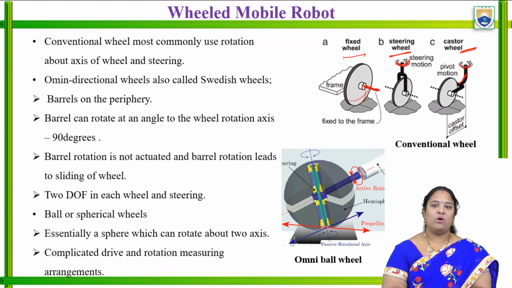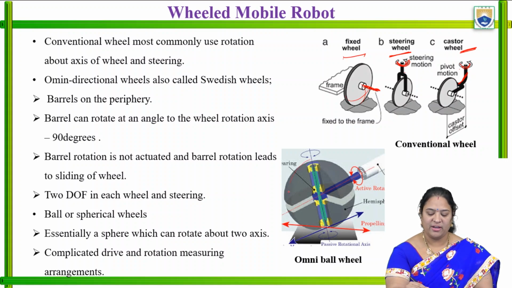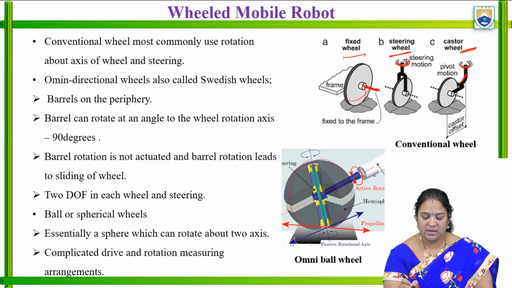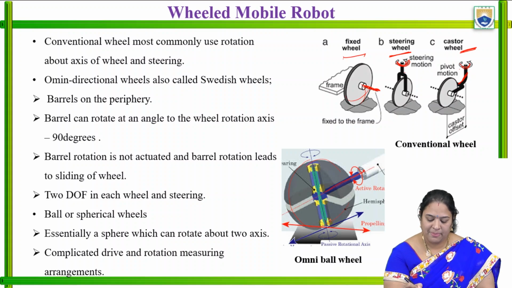Now when we come across the omnidirectional wheel, here this is the omnidirectional wheel, where we have the wheel attached to the active rotor, and this is the hemispherical gear being placed, and this is the propellant, and this is the passive rotational axis, right?